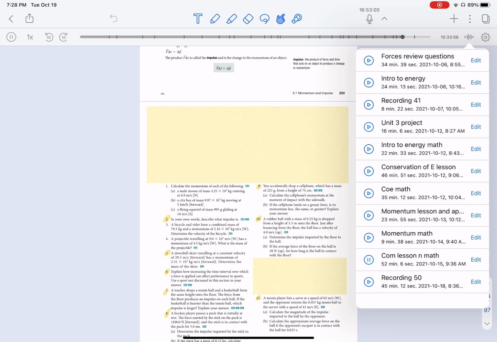The third and last type of collision is an adjective that goes along the lines of perfectly or, sorry, completely, so something along those lines, inelastic collisions. So in these types of collisions, your two objects or more stick together after the collision.